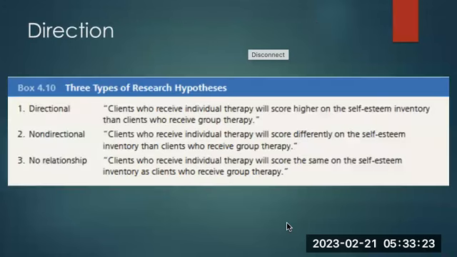So here are some examples. A directional hypothesis reads, clients who receive individual therapy will score higher on the self-esteem inventory than clients who receive group therapy. A non-directional hypothesis says clients who receive individual therapy will score differently on the self-esteem inventory than clients who receive group therapy. And a no relationship hypothesis: clients who receive individual therapy will score the same on the self-esteem inventory as clients who receive group therapy.